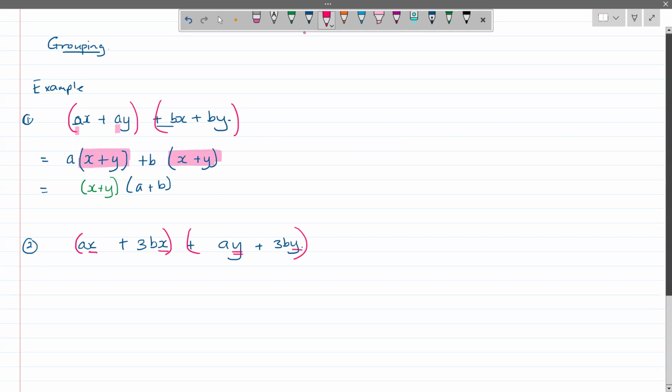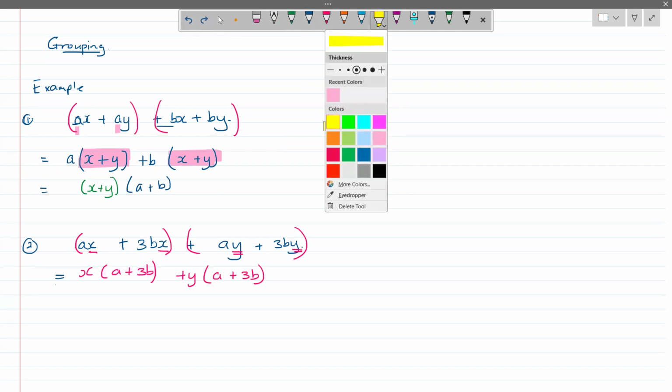You all see that? So here, X is common to these 2 terms. I could factor out the X. If I factor X out, I'm going to remain with A plus 3B. Similarly, on this side, the Y is a common factor. I'll get A plus 3B as well. And this is the thing about factoring by grouping. You will always find 2 brackets that are identical. See it?